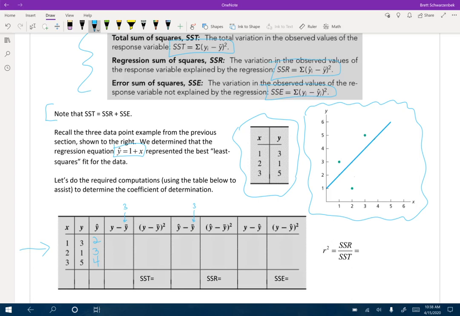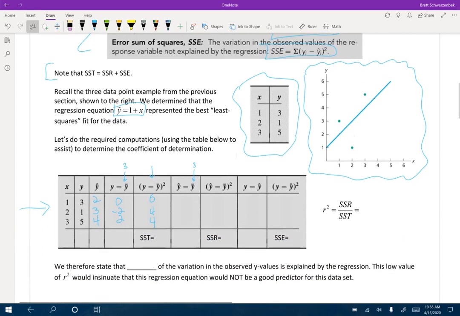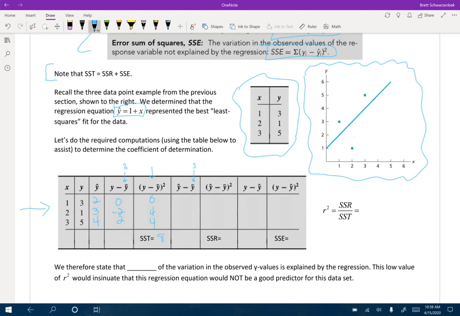For the first column right here, we need to take every value of y and subtract 3. If we do that, we're going to get 3 minus 3 is 0, 1 minus 3 is negative 2, 5 minus 3 is 2. Now we have to take that column and square it. So we're going to get 0, 4, and 4. If you look at the formula up here, SST, this total sum of squares, is equal to the sum of that column. That's going to be equal to 8, which means we already know the denominator of r squared, which is over here.